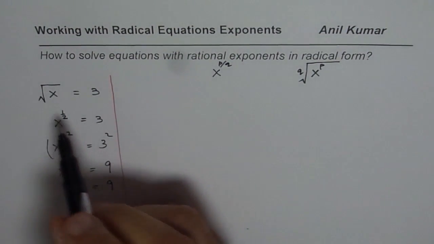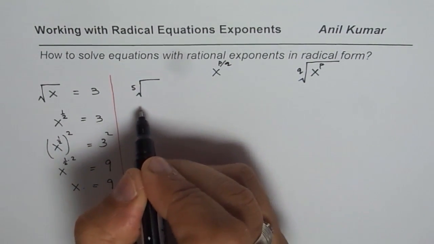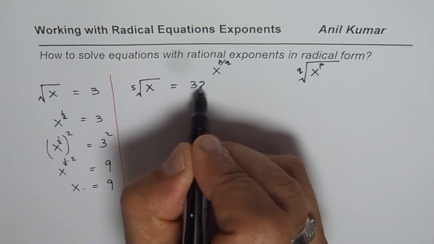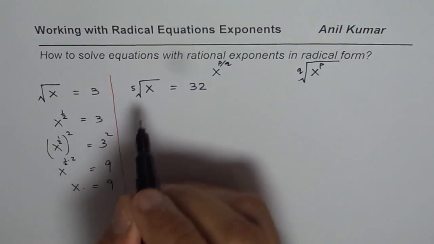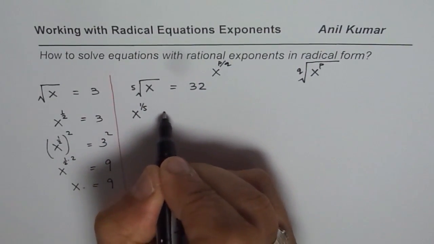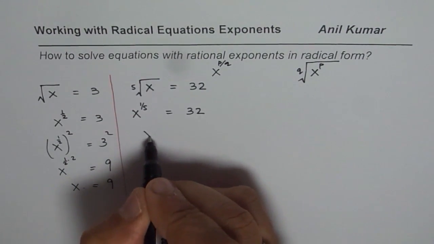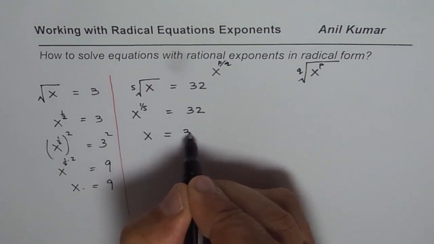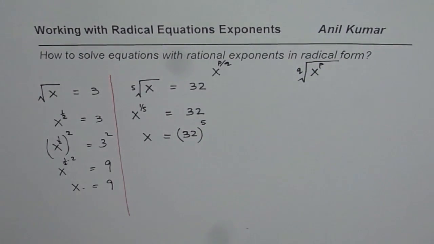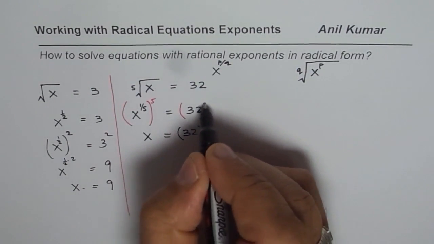Let us take one more example. This time we'll have, let us say, the fifth root. So we have the fifth root of x and we want to find what x is if this equals 32. Now fifth root means you could think of x to the power of 1 over 5 equals 32. So what is x? We can directly write x equals 32 to the power of the reciprocal, which is 5. Think about taking the exponent of 5 on both sides, correct?